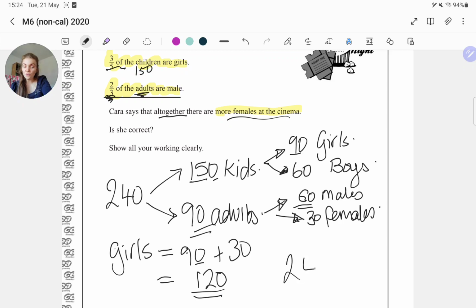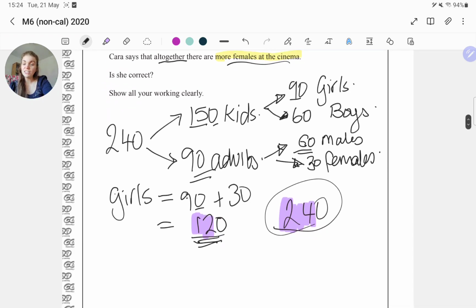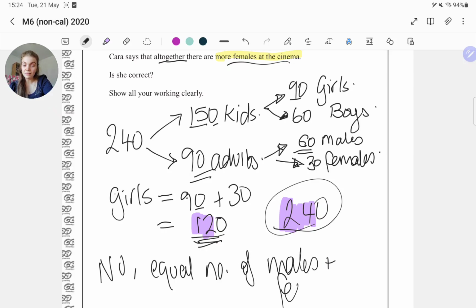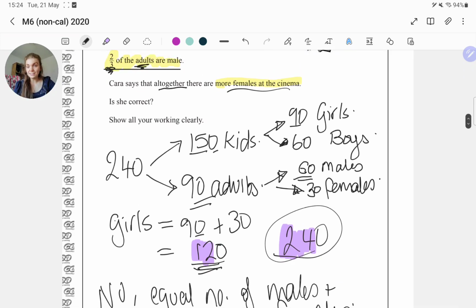And if there was 240 altogether, can you see how 120, or if you want to look at it in easier terms, 12 is half of 24? So if there's 120 girls, there must be 120 boys. So is she correct? No, there are equal numbers of males and females. And then you will have all your working out there to prove that.